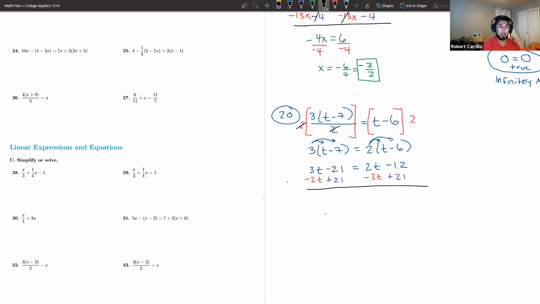Process, and the 21s are gone, the 2t's are gone there, and what I'm left with is 3t minus 2t gives me t equal to negative 12 plus 21 gives me positive 9. And that's it.